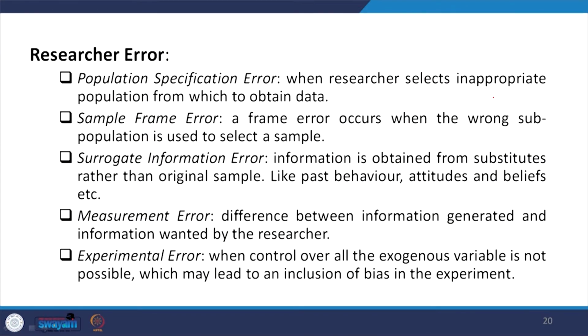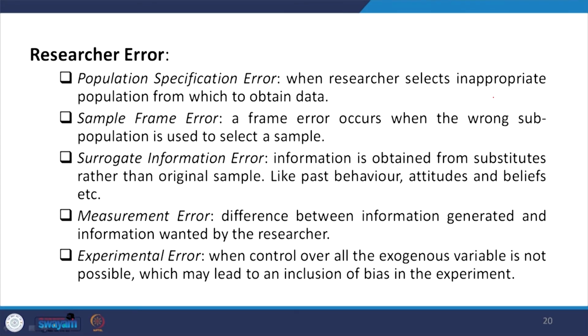Data error is again classified into mainly three types: researcher error, interviewer error, or respondent error. So, what do you mean by researcher's error? Researcher's error may be mentioned as population specification error, when a researcher selects an inappropriate population from which we obtain the data. So, population specification is important.